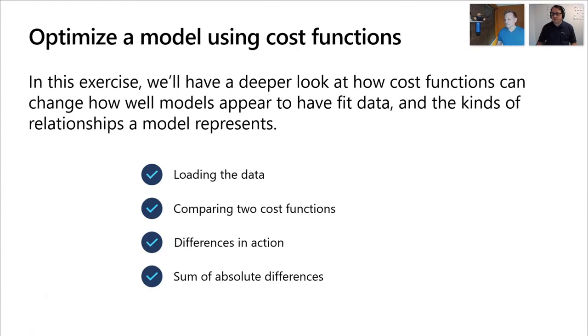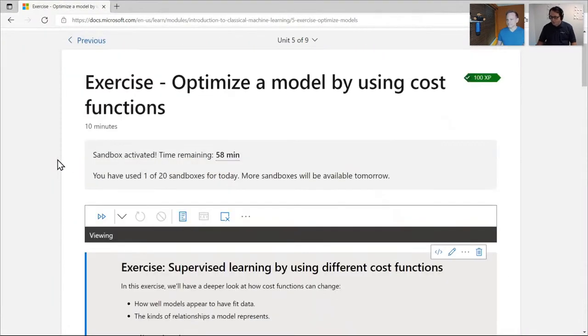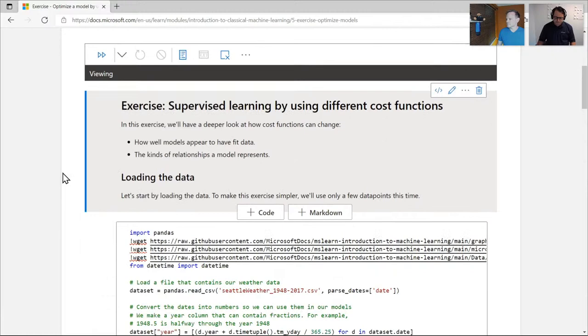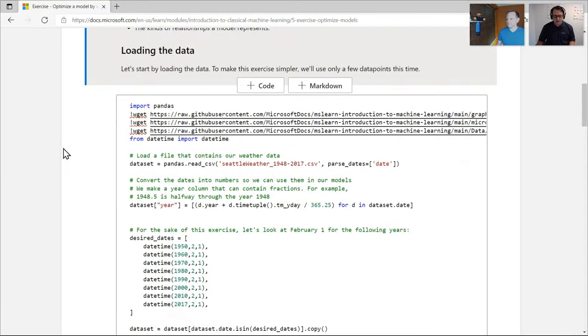All right, well, let me just share my screen. We'll jump into the next exercise. So this one, like I said before, we're actually going to look at the data again, but we're going to look at some different cost functions that we're operating. We'll look at the kinds of relationship a model has as well, and we'll also set up some different data structures here too.